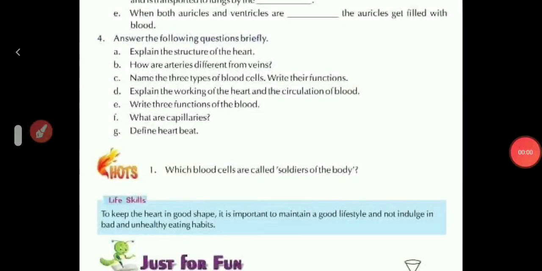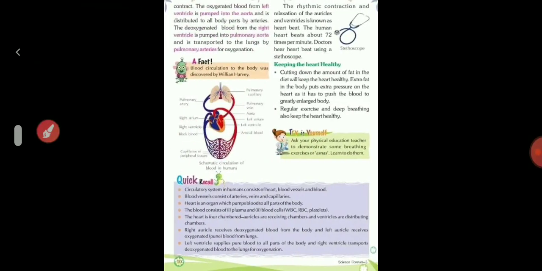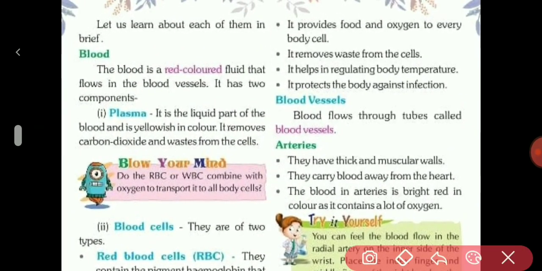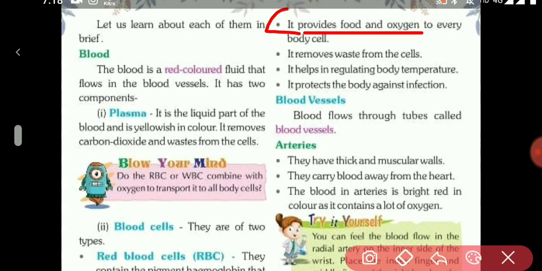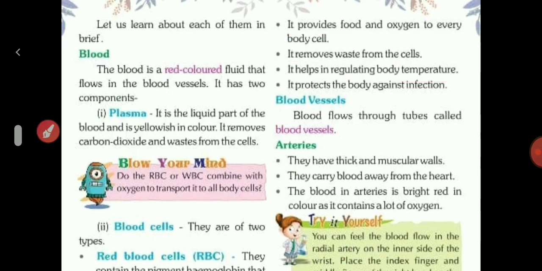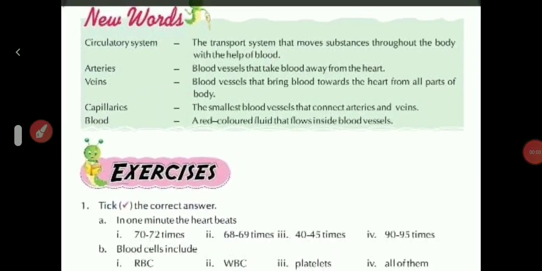E part. Write 3 functions of the blood. So you have to write like this. 3 functions of the blood are, then you have to write the answer from here. First, it provides food and oxygen to every body cell. Second, it removes waste from the cells. Third, it helps in regulating body temperature. This is the answer. F part. What are capillaries? So you can write the answer from here.